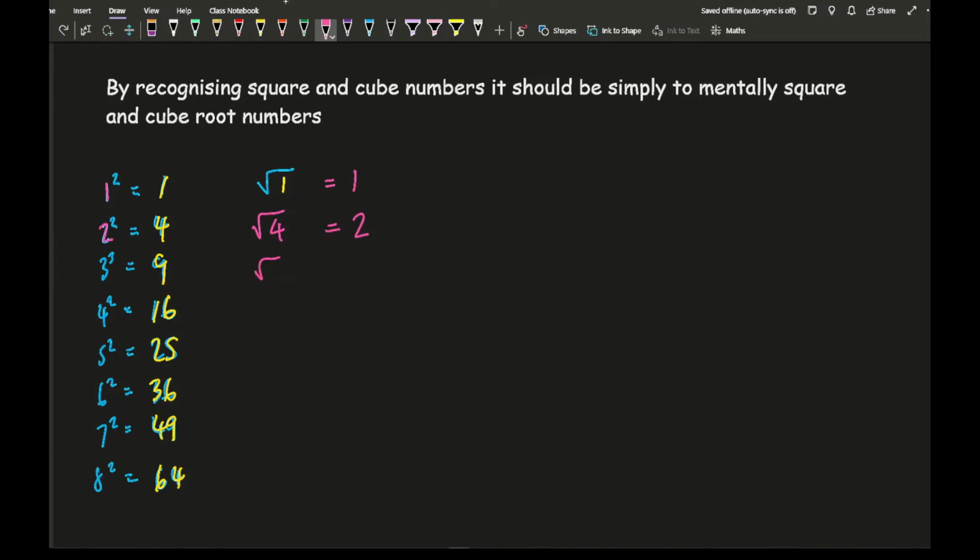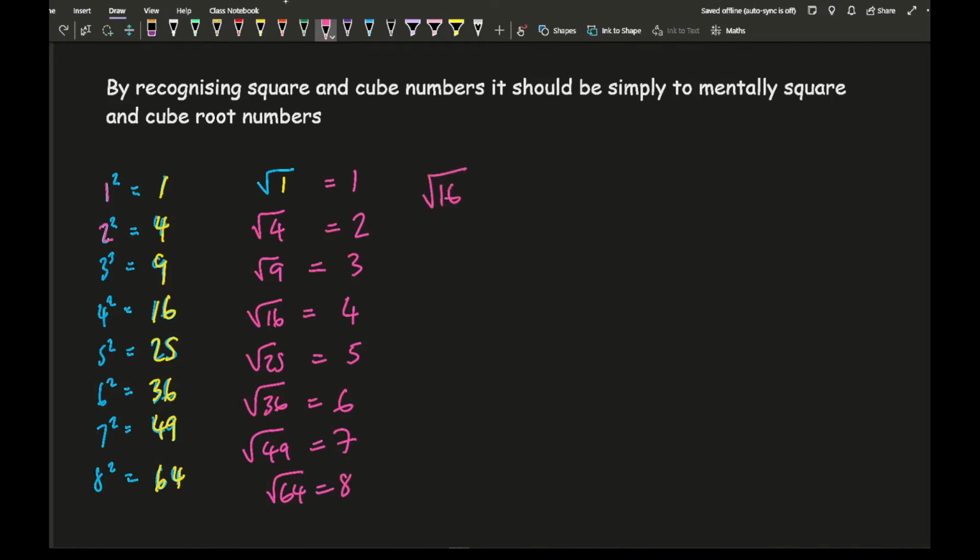The square root of 9 is 3. The square root of 16 is going to be 4. The square root of 25 is going to be 5. The square root of 36 is going to be 6. The square root of 49 is going to be 7. The square root of 64 is going to be 8. Therefore the square root of 169 is going to be 13. The square root of 225 is going to be 15, etc.